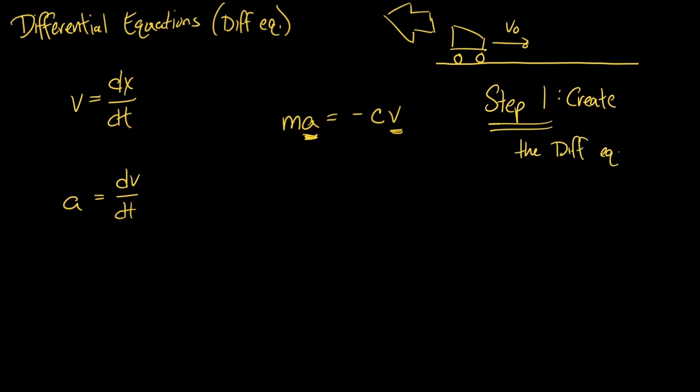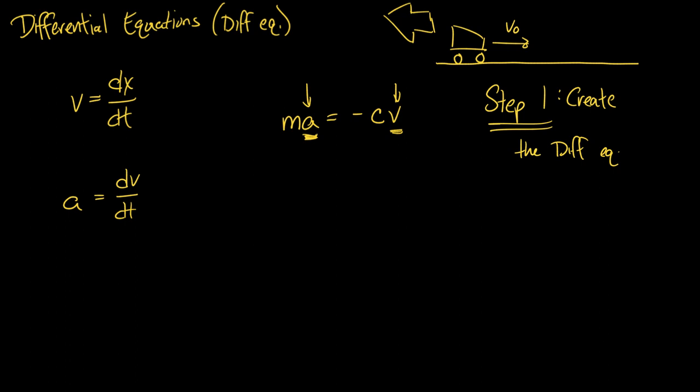This is not a diffie-q right now. This is just an equation, but it has two variables in it that are related. Acceleration and velocity are related, and acceleration and velocity can both be written as a differential. To create a differential equation, all we have to do is get a differential into our equation. That's all a differential equation is. It's an equation that has a differential in it. So we need to substitute in a differential.